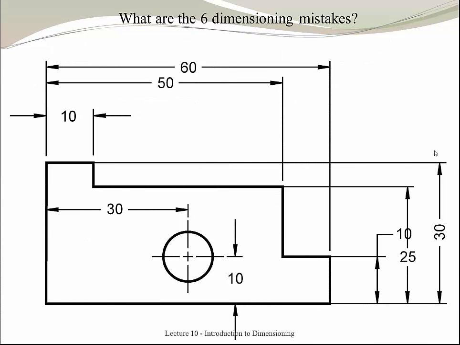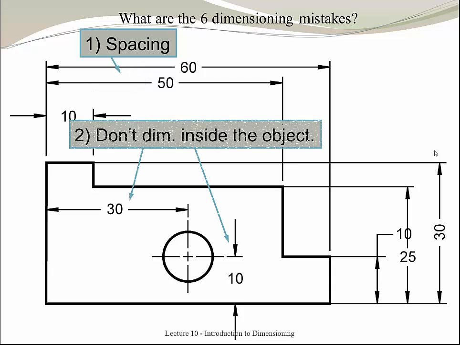What are the 6 dimensioning mistakes in this drawing? Let's start with the spacing between these two dimensions. Notice that it's not equal to the one that we have in here. The second, we need to remove the dimensions that are inside of an object. Notice then the text is intercepting this dimension over here, and also notice that the orientation of the text is not the same.